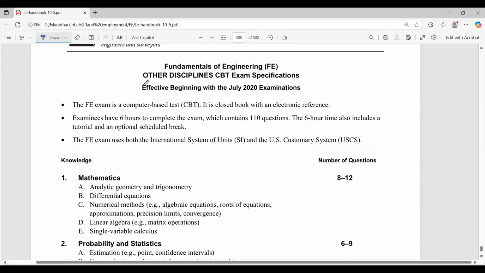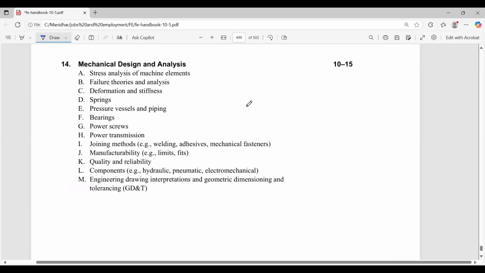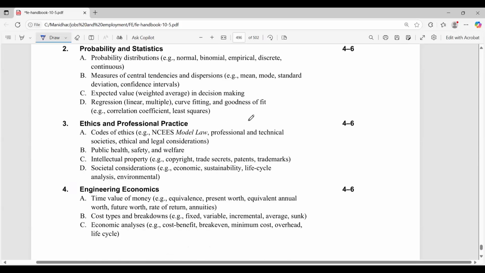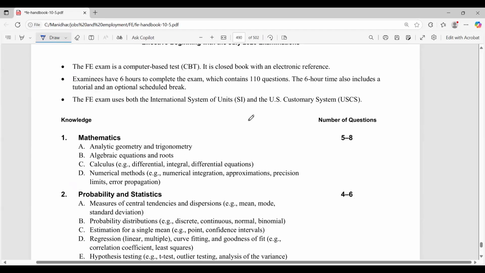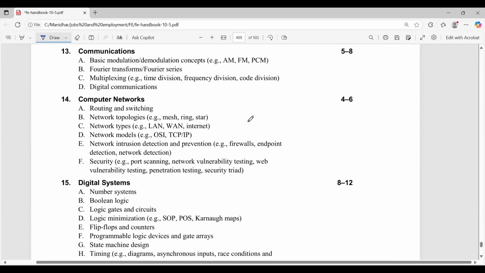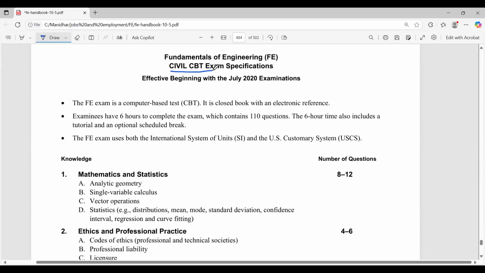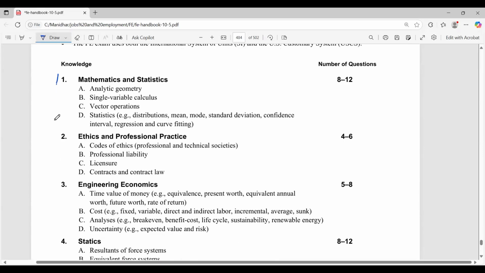So here you can see other disciplines, right? Similarly, we have to search for our discipline, which is civil. So civil is the first discipline that is available here within the handbook. Let's have a look at the syllabus content here so that you'll get some sort of clarity about what I'm speaking. Yeah, there you go. This is for civil.